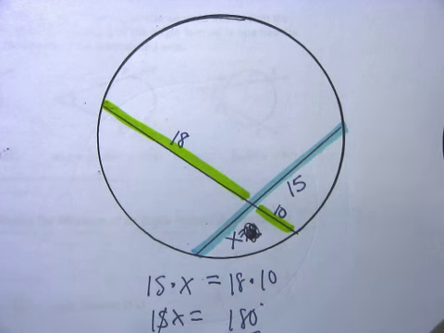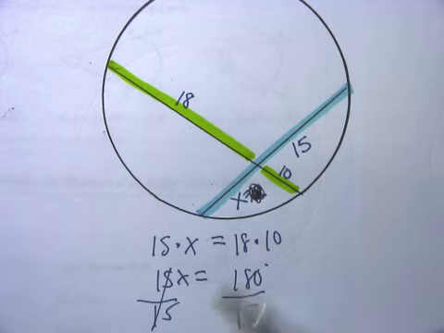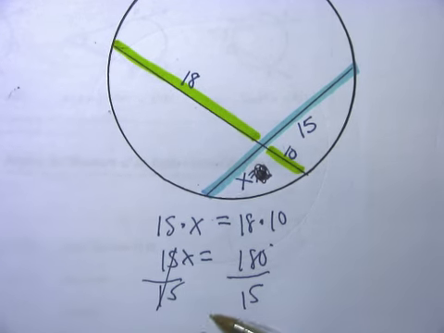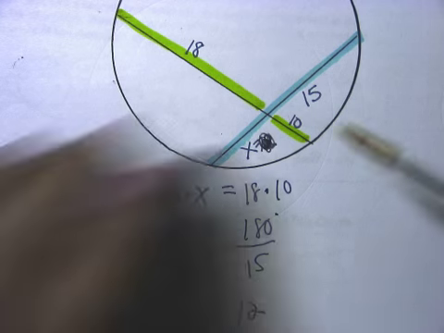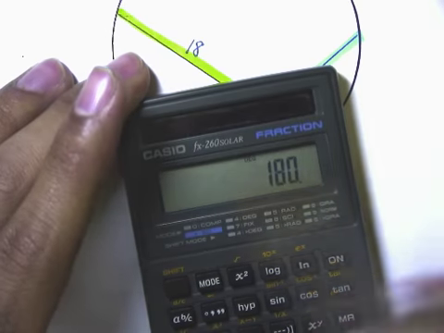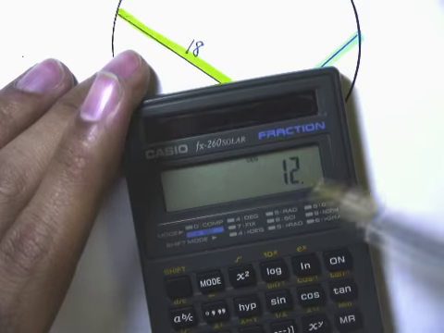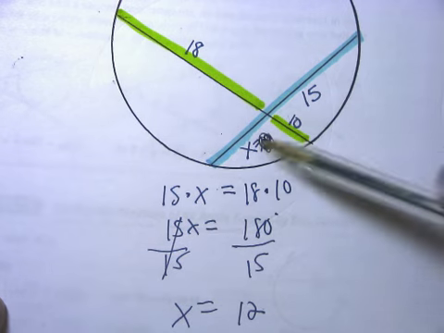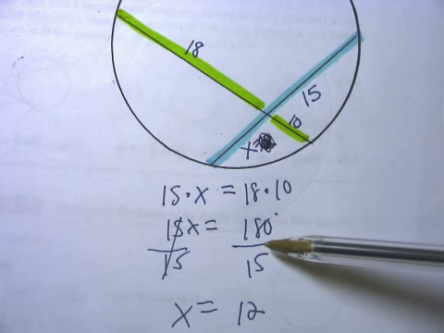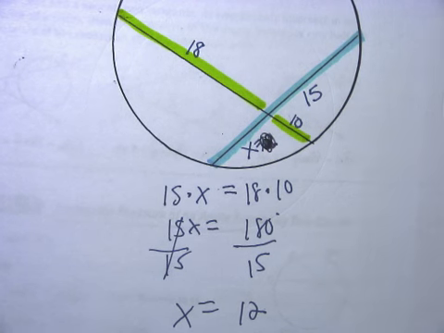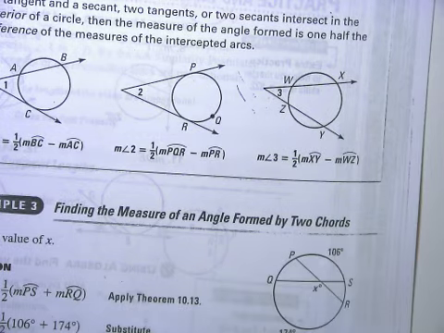15 times x is 15x. 18 times 10 is 180. Obviously, I'm going to divide both sides by 15. That's going to give me x, and 180 divided by 15 is 12. It's 12. So this little portion right here of the chord is going to be 12 units long. And that's how we handle those types of questions.